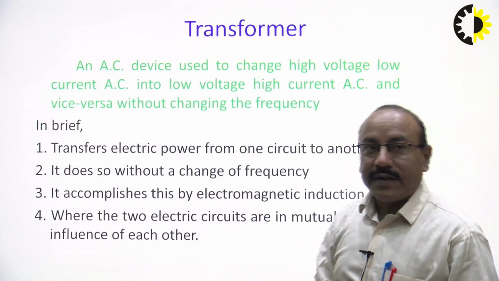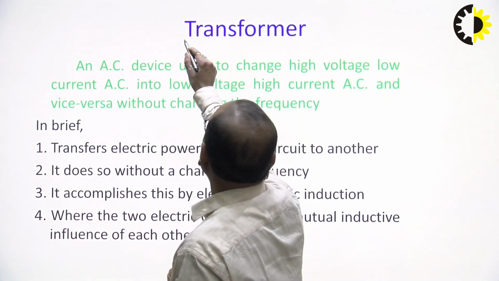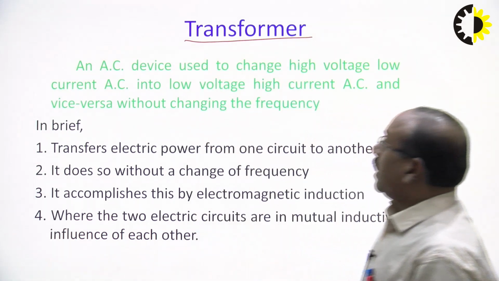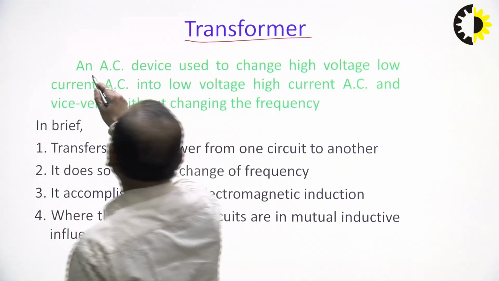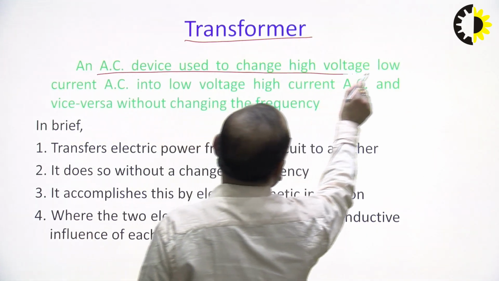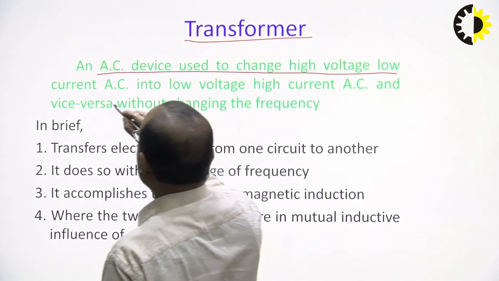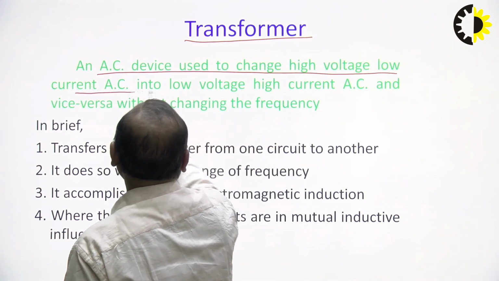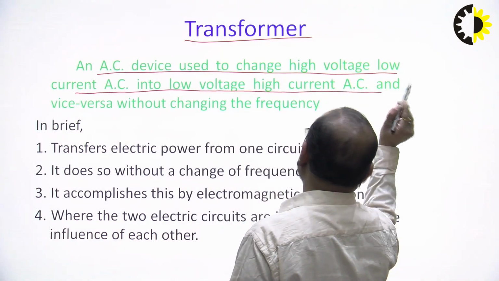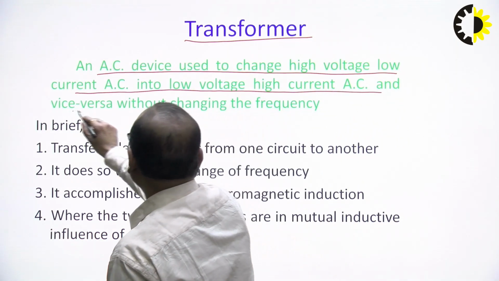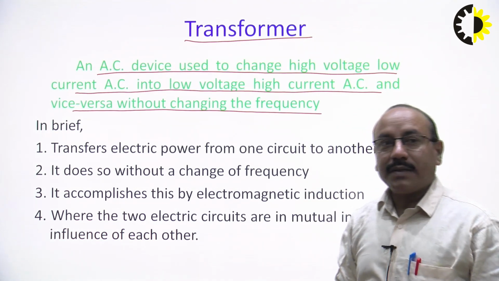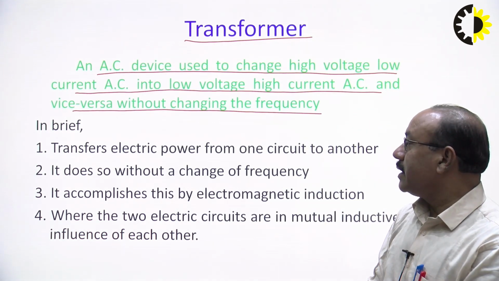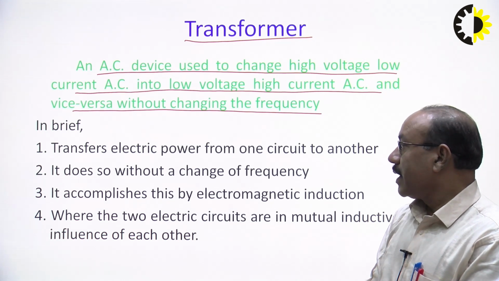First, the definition of a transformer. A transformer is an AC device which is used to change high voltage, low current AC into low voltage, high current AC and vice versa, without changing the frequency on any side. That means the frequency of the two sides remains the same.